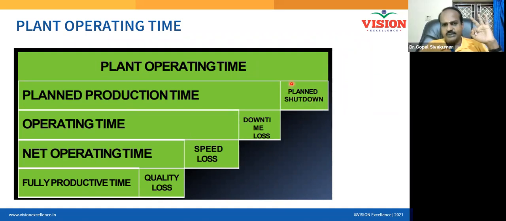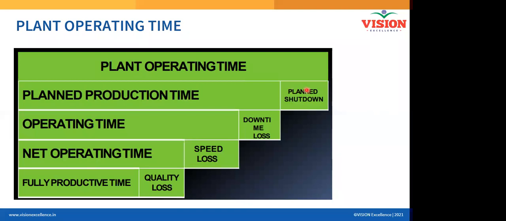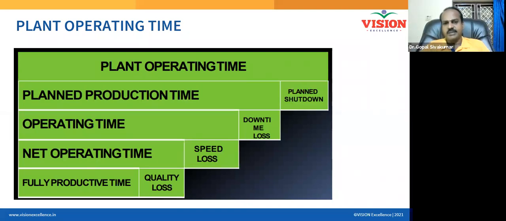You will have a tea break. That is also a planned shutdown. Anything you already know that your machines are not going to run will be included in planned shutdown. Like your maintenance also, if you have planned maintenance, that will come under planned shutdown. So the overall time minus the shutdown time will give the balance, called what? Planned production time. Do you all understand what is planned operating time and planned production time?